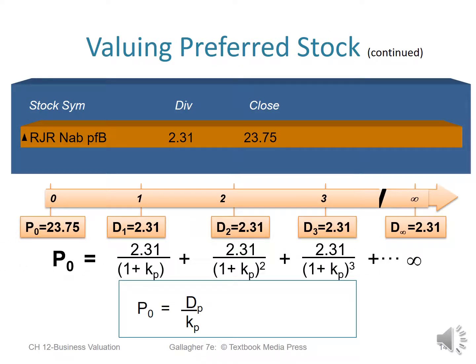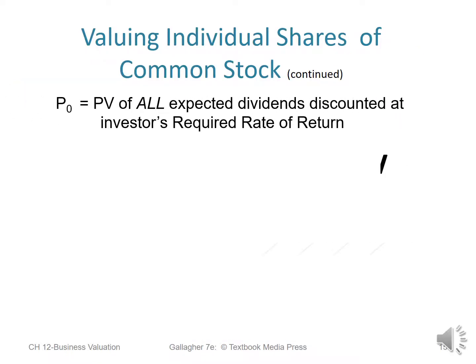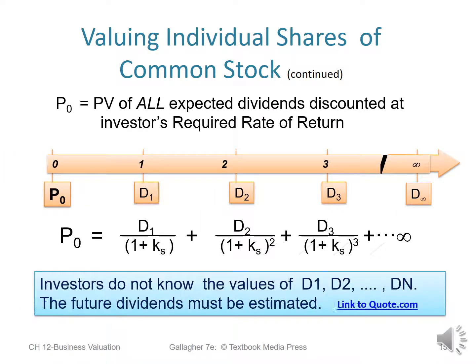Valuing preferred stock. Preferred stock price is the dividend divided by the required rate of return. Valuing individual shares of common stock. The price is the present value of all expected dividends discounted at the investor's required rate of return. Investors do not know the values of D1, D2, and Dn. The future dividends must be estimated.